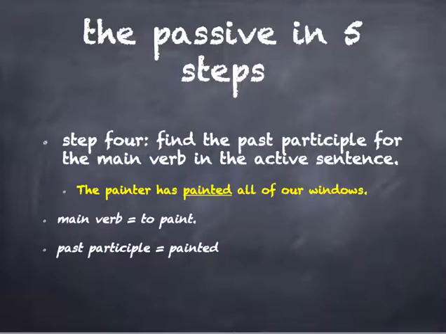Step 4. Find the past participle for the main verb in the active sentence. The painter has painted all of our windows. Has is an auxiliary verb, a hulpwerkwoord. Painted is then the main verb. To paint is the main verb. The past participle is painted. In this case, it was already there, painted, but that's not always the case. So the past participle of to paint is painted.